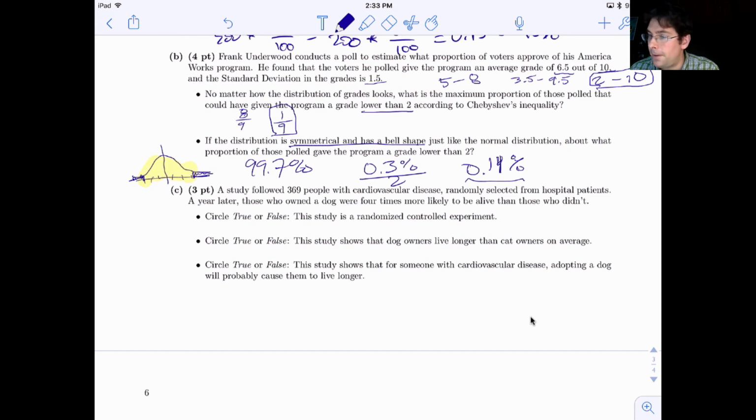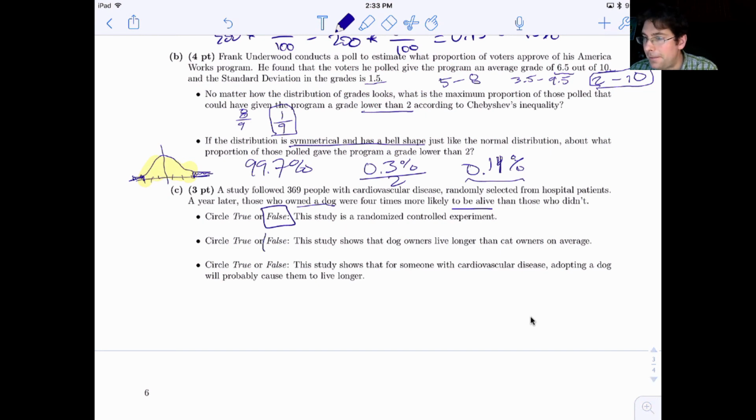The answer is false. For that to happen, it would have to be the case that an experimenter chose who got to own a dog and who didn't, because the dog ownership is the treatment and being alive is the outcome. The study shows that dog owners live longer than cat owners on average.